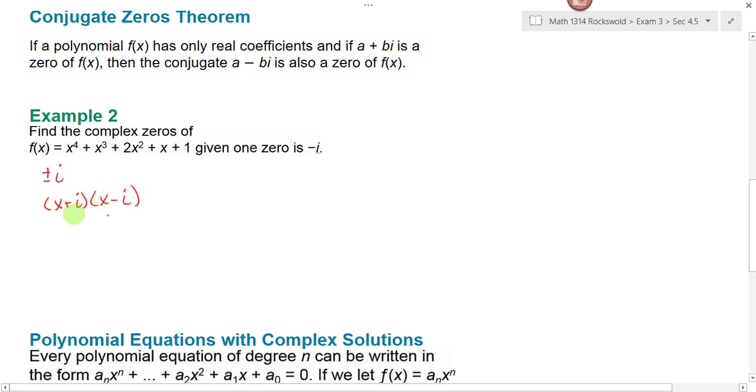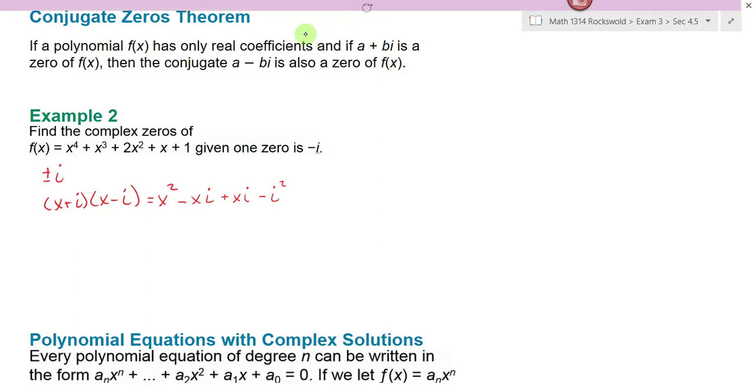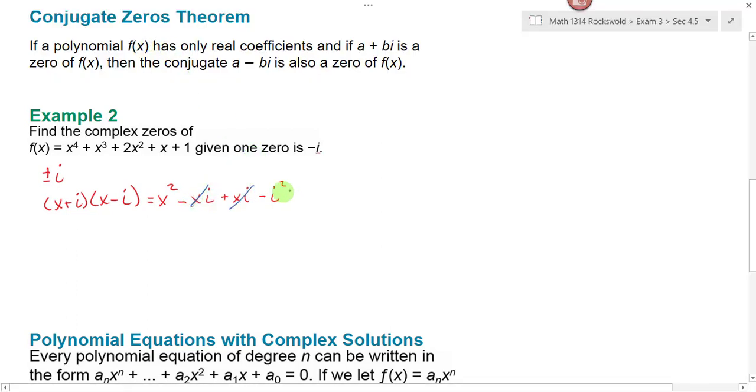And if I FOIL this out, multiply your first terms together, that gives you x squared. Multiply your outside terms together, that gives you negative xi. Multiply your inside terms together, that gives you a positive xi. And multiply your last terms together, that gives us a negative i squared. What was i squared equal to? Negative 1. So a negative times a negative would be a positive 1. These middle terms are going to cancel each other out, and that means that this would be a factor of this polynomial function, x squared plus 1.